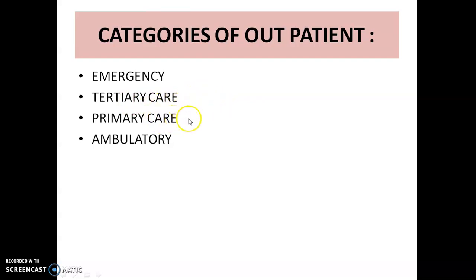Then primary care means general patient, who comes to the OPD for treatment. And then ambulatory patients are patients who come for regular checkup or regular general checkup for their therapy or treatment. They are ambulatory patients.